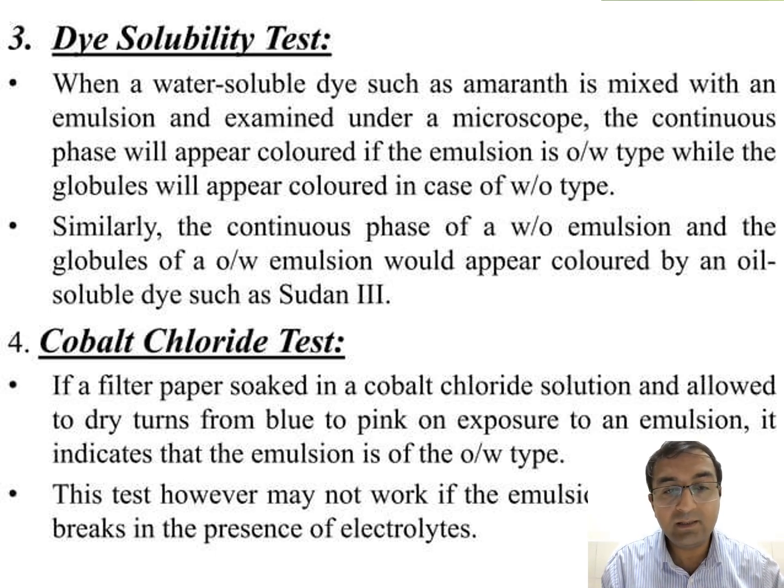The next test is the cobalt chloride test. It's a very simple test. You have to take a filter paper, soak it with cobalt chloride solution and allow it to dry. It turns from blue to pink on exposure to emulsion. It indicates the emulsion is oil in water type. Just focus on the last line. It indicates the emulsion is oil in water type, meaning water is the continuous phase.